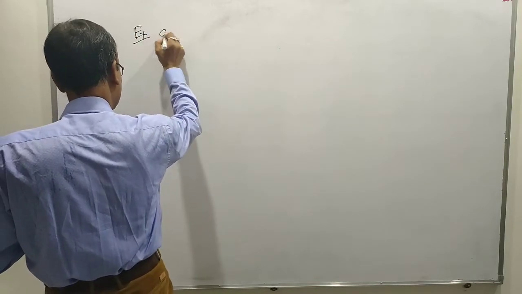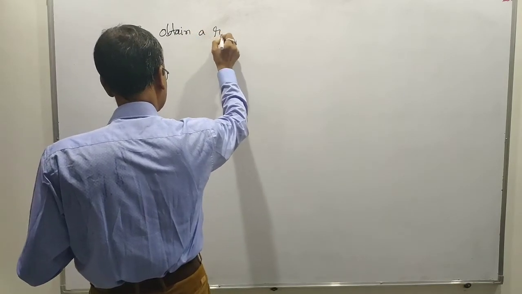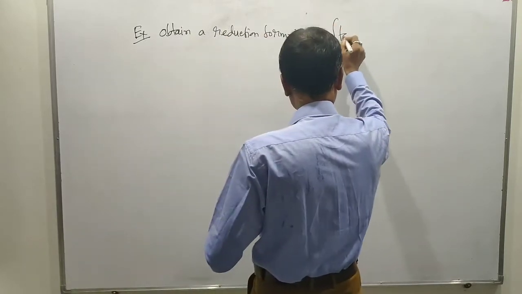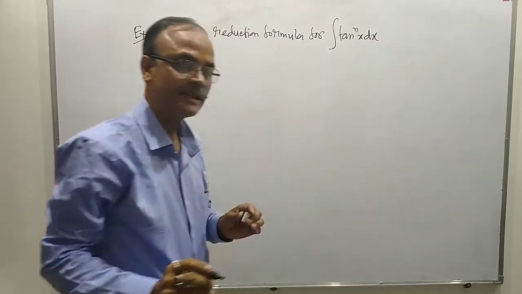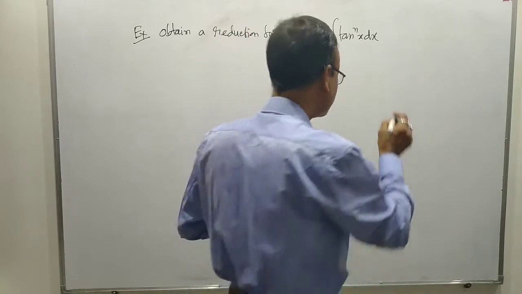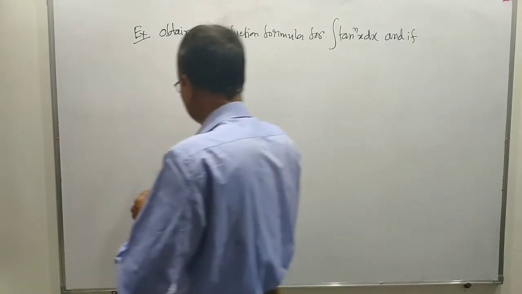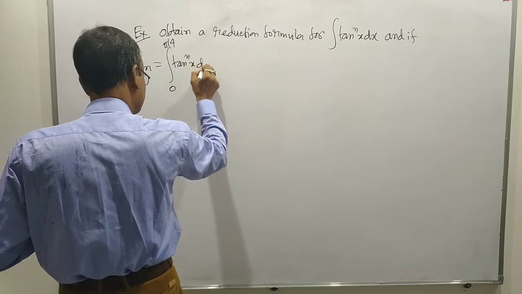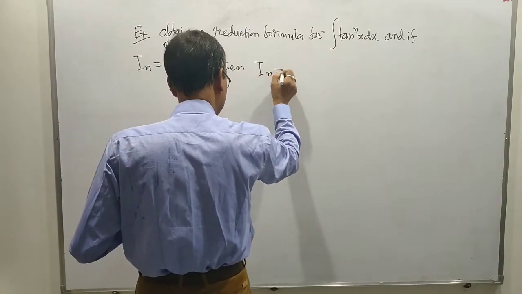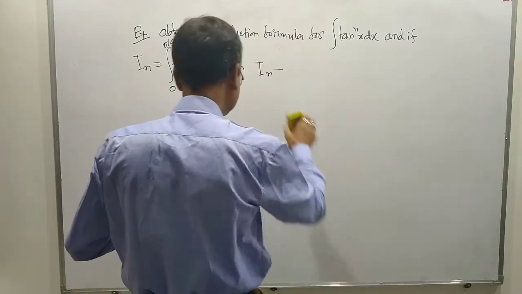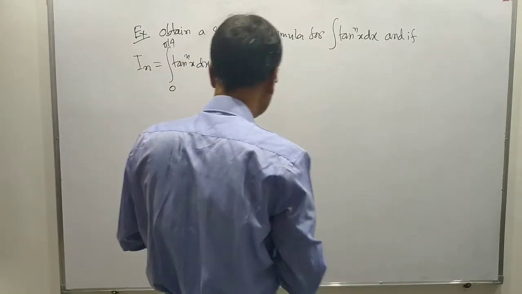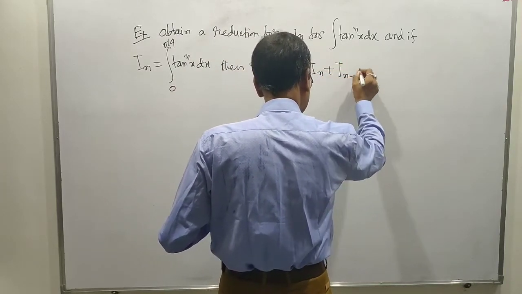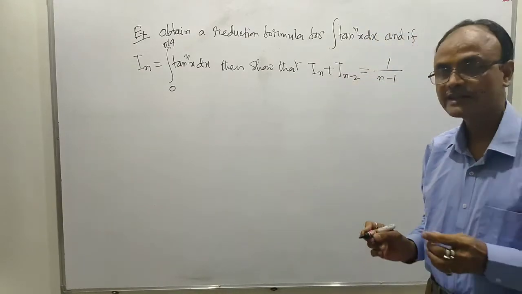The question is, obtain a reduction formula for integration tan to the power n x dx, and if I_n is equal to integration from 0 to pi by 4 of tan to the power n x dx, then show that I_n plus I_(n-2) equals 1 by n minus 1.